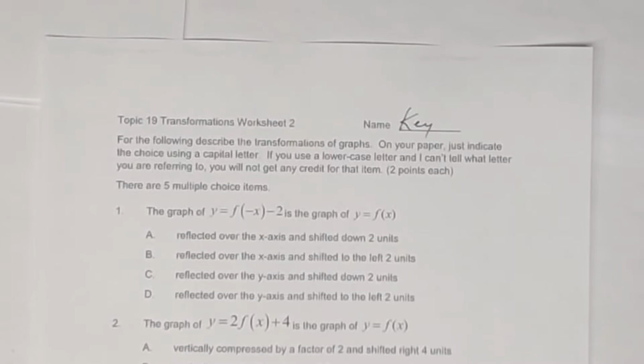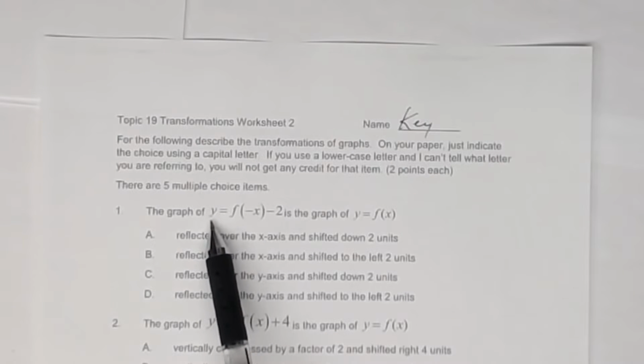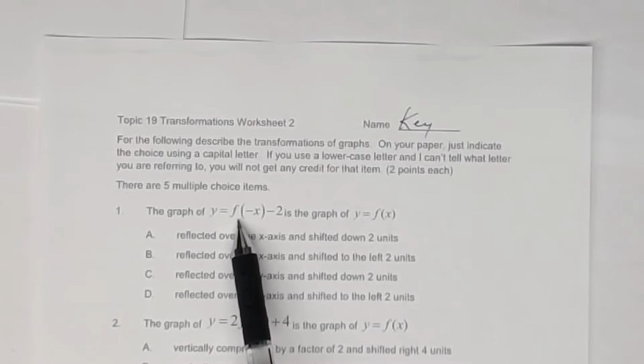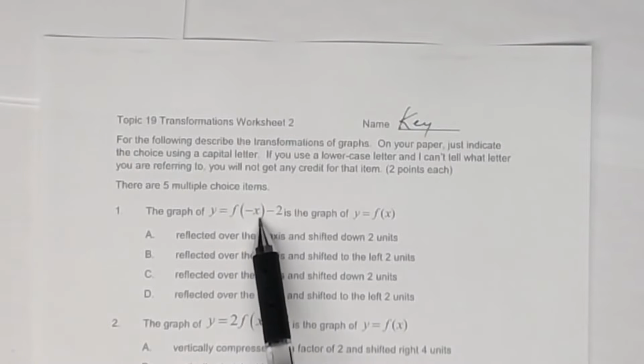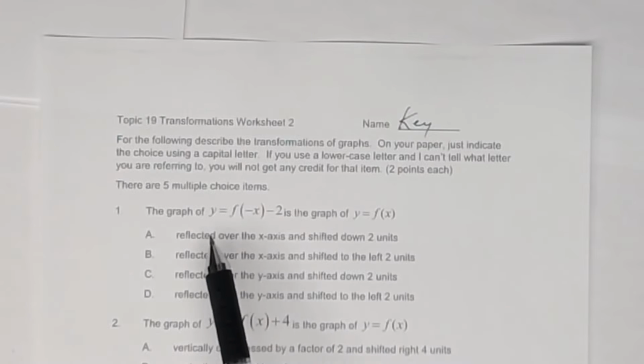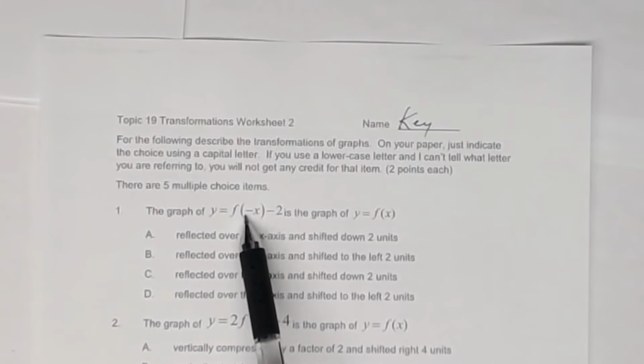Okay, so this is a key to the transformation worksheet number 2. So in number 1, you're told that y is equal to f of negative x minus 2. And so the graph of this is a graph of f of x, and then it's one of these choices. All right, so what's probably going to confuse you is this negative x.